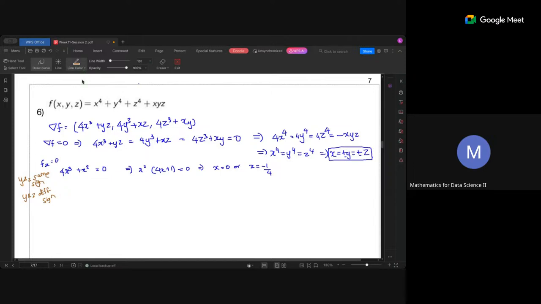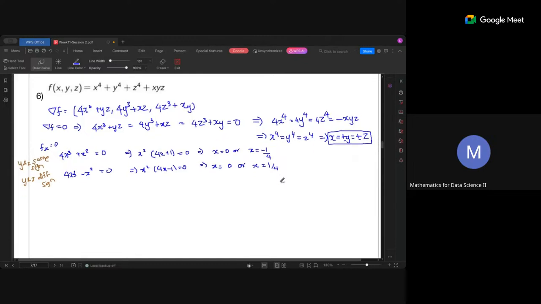Okay. Now suppose you are having different signs for y and z. Then what is it that you will get? 4x cube here in place of yz, minus x squared, right? Okay. So now what are the values for x? x is equal to 0 or x is equal to 1/4, right?